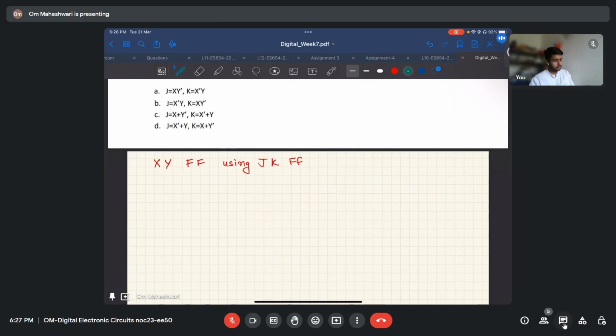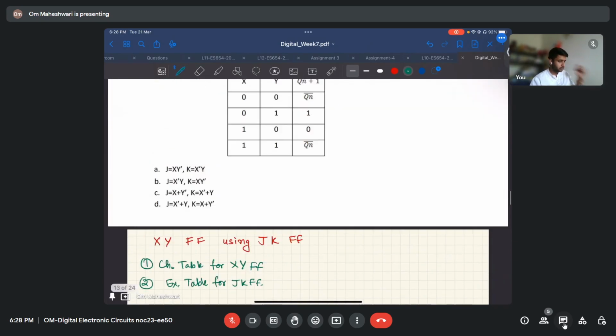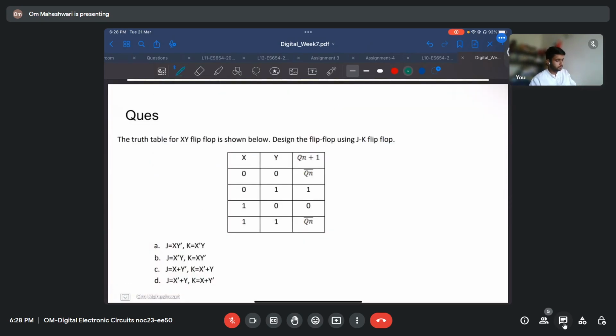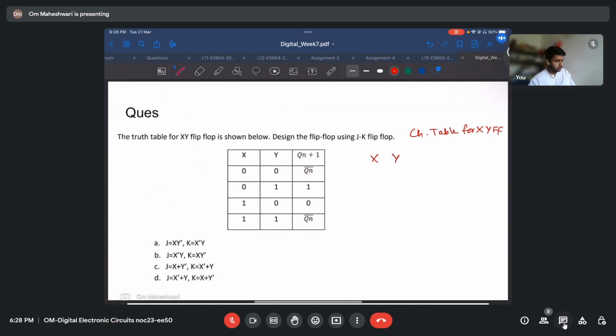So what we talked about, right? First we need the characteristic table for the XY flip-flop. Second, we need the excitation table for the JK flip-flop. Let us first make the characteristic table for XY. In the characteristic table we have X, Y, Qn, Qn plus 1.